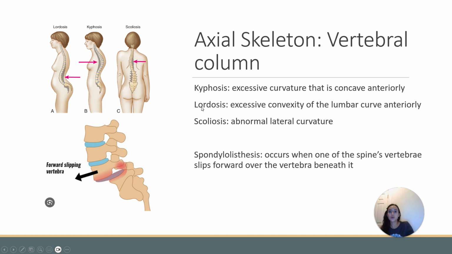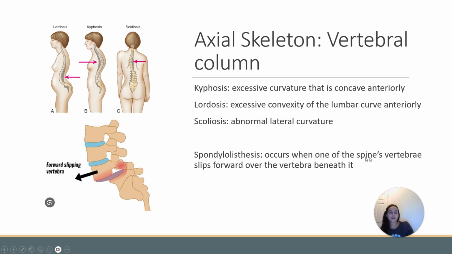Lordosis is an excessive convexity of the lumbar curve anteriorly. This is what happens when you're sticking your behind out a little too much, that causes lordosis. And scoliosis is an abnormal lateral curvature. I'm sure you guys have seen this. You're going to see this in many patients. They lie down and there is a curve either to the right or to the left of the vertebral column.